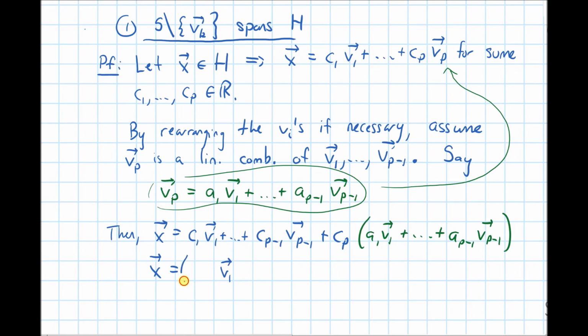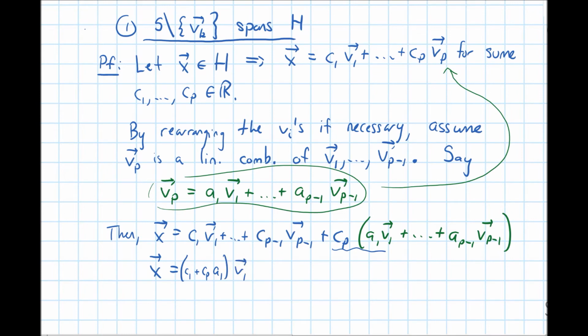So what are all the coefficients of V1? Well, I see there's a C1 here. And then I see from this term over here that I'll have a plus CP. Okay, I need a little bit more room. CP A1. And that's the coefficient of V1.